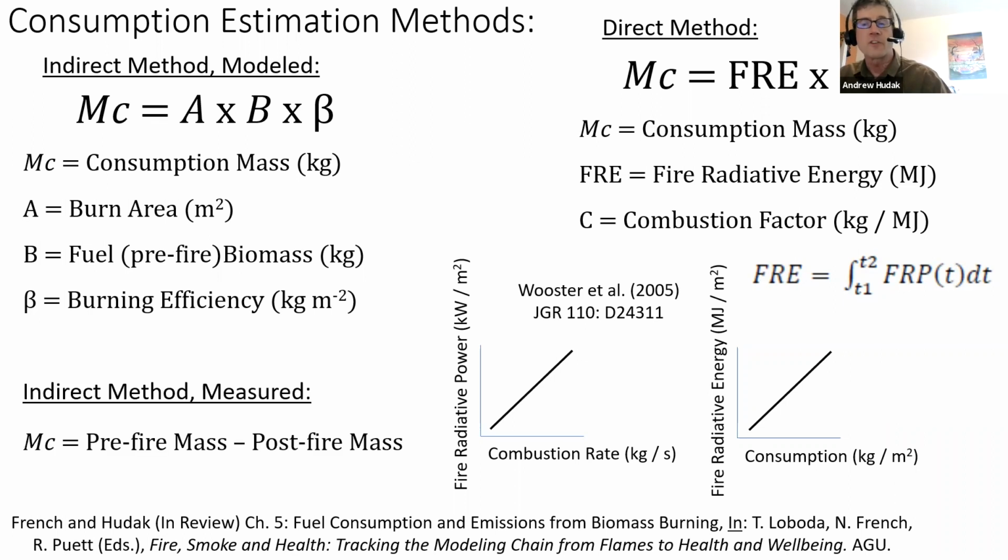And then what I'm going to spend most of my time on today is this other approach, the indirect method, as I'm calling it, where rather than model the consumption, we're actually measuring it. And this is the simplest equation. We just take the pre-fire fuel load mass minus the post-fire to get an estimate of consumption. And if we can do that with LiDAR data, then we actually get a map of consumption, which I think is really powerful.